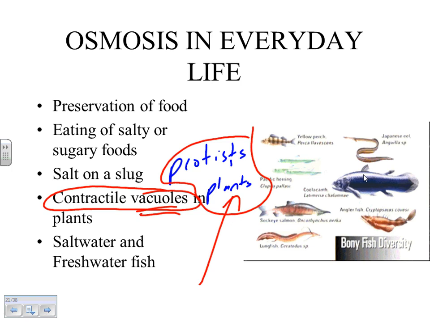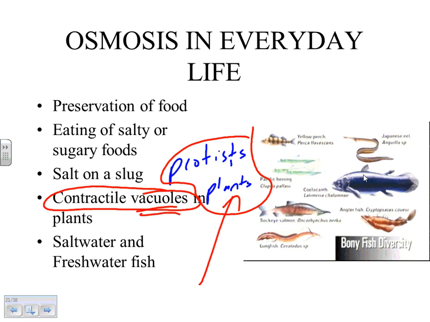Saltwater fish have a problem with the water too. Saltwater fish are living in water that has more solutes in it than their cells do, which means that saltwater fish are constantly losing water. Water's moving out of their cells into the salty water. That means that to be able to deal with this, saltwater fish have to constantly drink, and they also very seldom urinate because they want to maintain their body water.